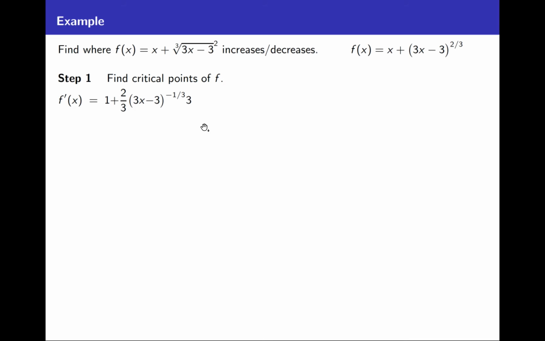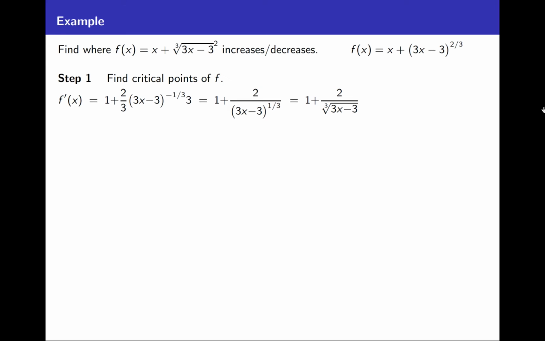F prime of x would be, let's see, the derivative of x is 1, and then we have 3x minus 3 to the power of 2/3. We have to use the generalized power rule for that. So that's 2/3 times 3x minus 3 to the power of 2/3 minus 1, which is negative 1/3, times the derivative of 3x minus 3, which is 3. The 3's cancel here and here. We can bring this negative power down to the bottom and then convert to a radical. So here is our f prime of x. It's 1 plus 2 over the cube root of 3x minus 3.